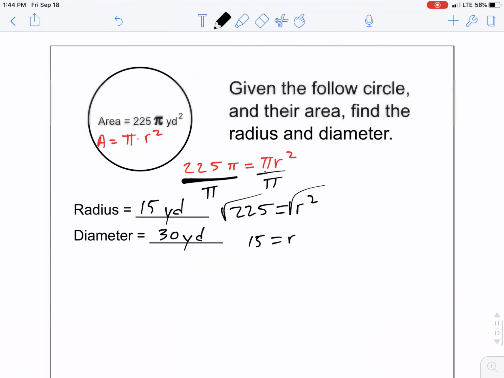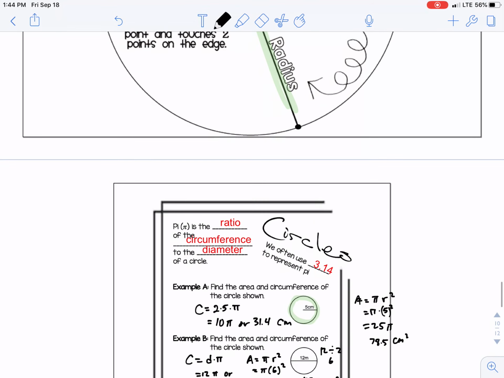All right, so go ahead, get working on your 2 assignments. If you've already gotten done with the kites and rhombus, go ahead, work on the circles. Let us know if you have any questions.